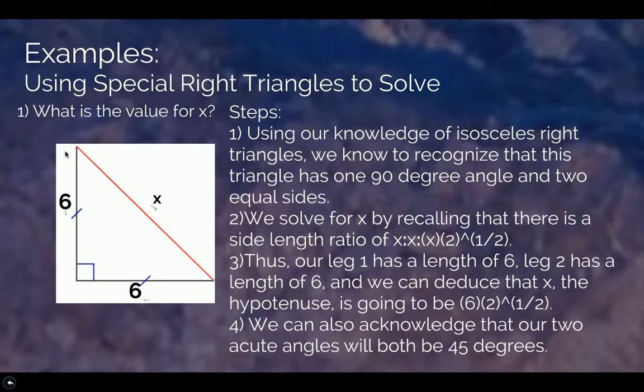Examples using special right triangles to solve. So, what is the value for x? Here are our steps. First, we use our knowledge of isosceles right triangles, and we recognize that this triangle specifically has one 90-degree angle and two equal sides. We solve for x by recalling that there is a side length ratio of x to x to radical 2 times x. Thus, our leg 1 has a length of 6, our leg 2 has a length of 6, and we can deduce that x, the hypotenuse, is going to be 6 radical 2. We can also acknowledge that our two acute angles will both be 45 degrees, right here and right here.